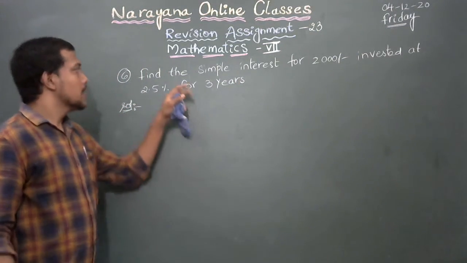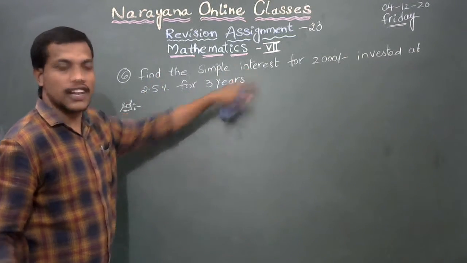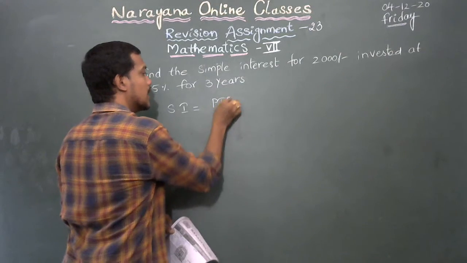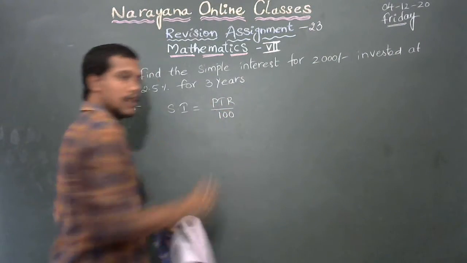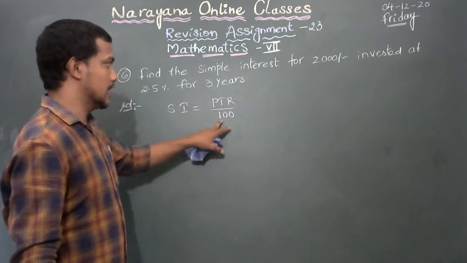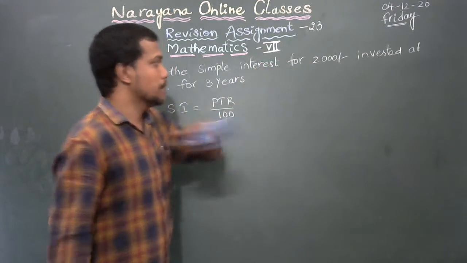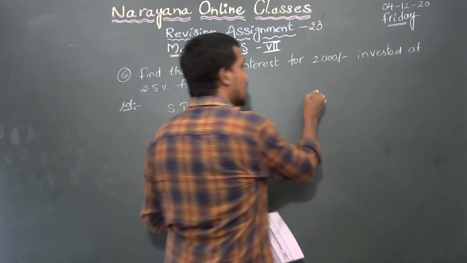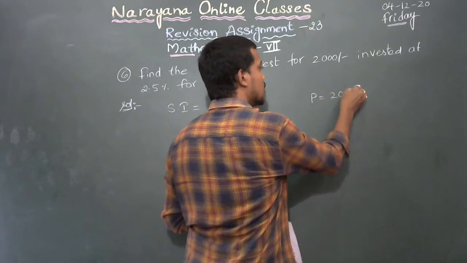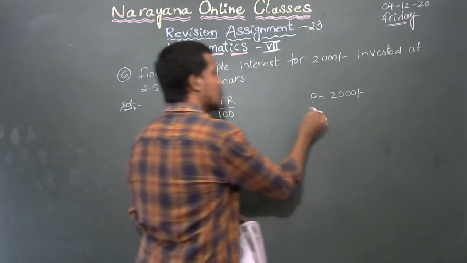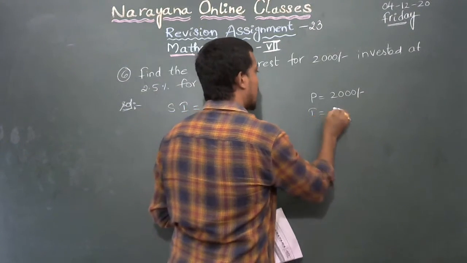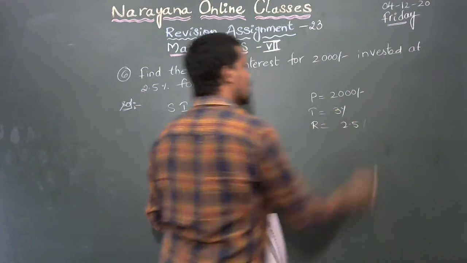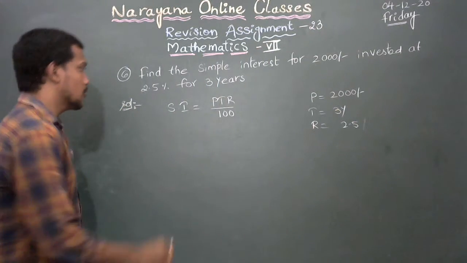So the solution. Simple interest equals PTR by 100. So interest for 2000 invested at 2.5% for 3 years. Here given P equals 2000, time equals 3 years, R equals 2.5. So rate of interest equals 2.5.